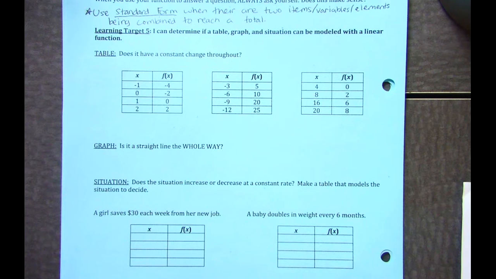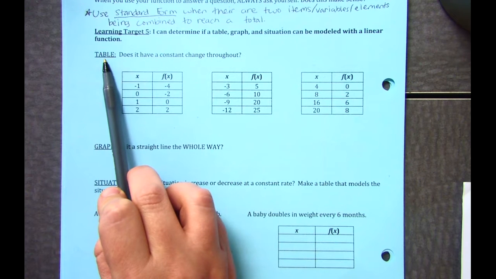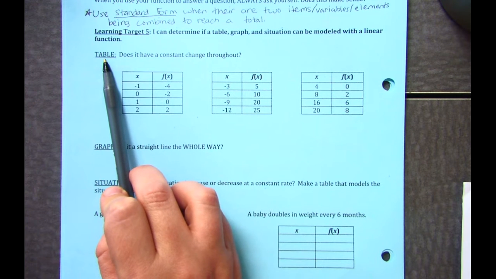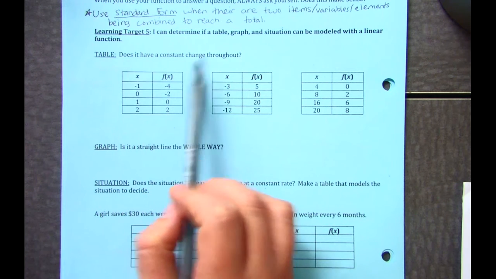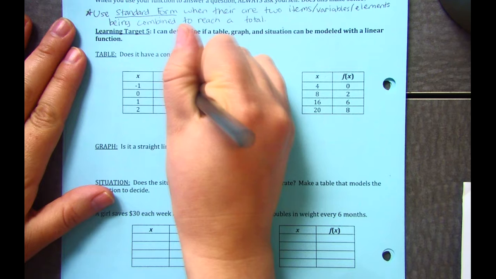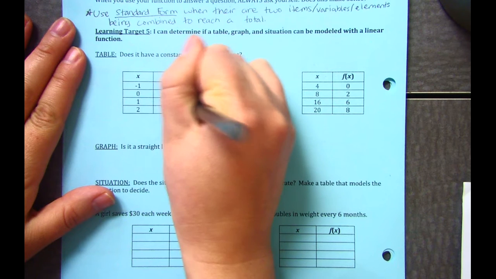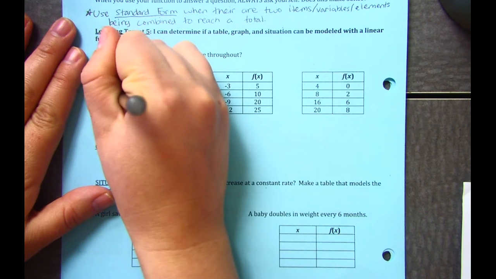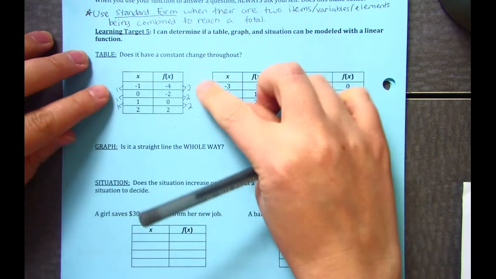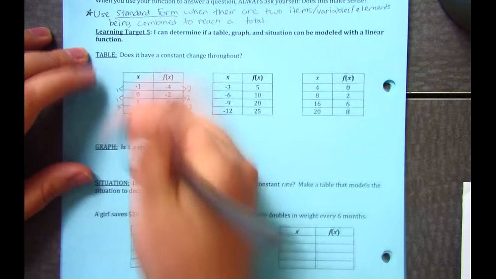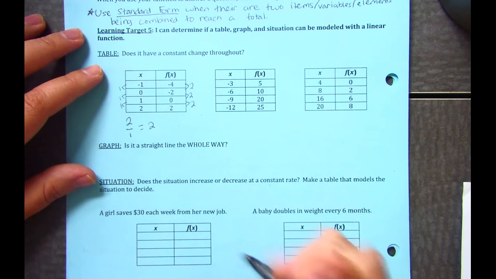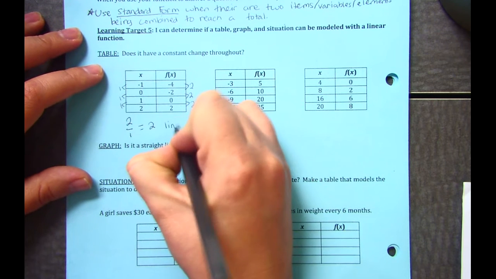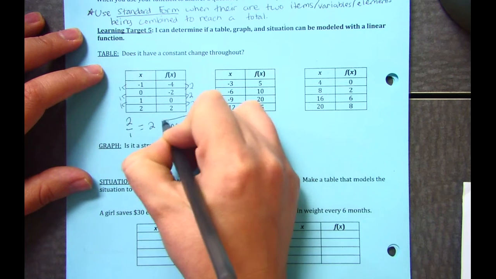So let's look first at how to decide if a table is a linear function. The question for a table that you have to ask yourself is, does it have a constant change throughout? So if we look at this first one, it's going up 2, up 2, up 2, and the x is going up 1, up 1, up 1. The whole way it's going to be 2 over 1. So it does have a constant change, 2, and so it is linear. So I will write linear right there.